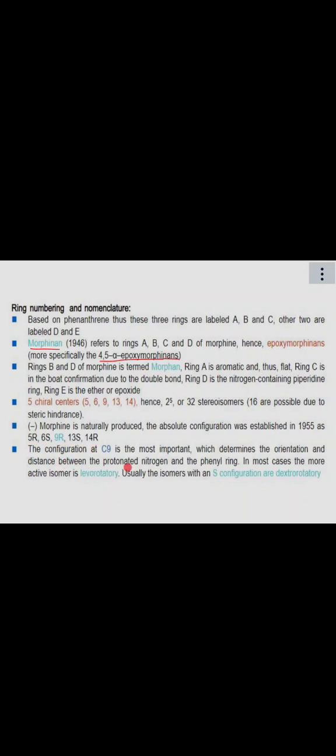The configuration at carbon 9 is the most important, which determines the orientation and distance between the proton and nitrogen and the phenyl ring. In most cases, the more active isomer is levorotatory. Usually the isomers with an S configuration are dextrorotatory. So we are saying this stereochemistry is very important at position number 9. It determines the distance between the terminal nitrogen and the phenyl ring.